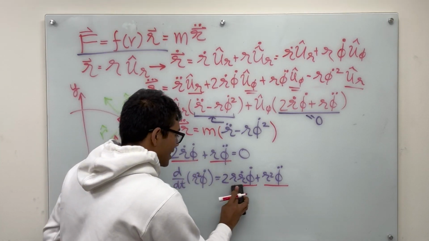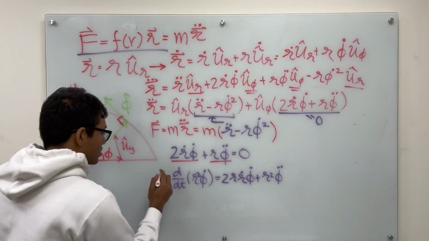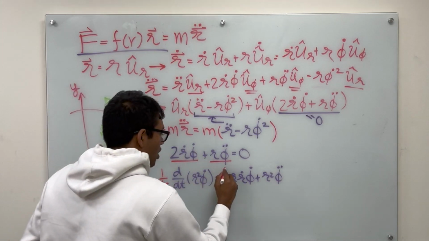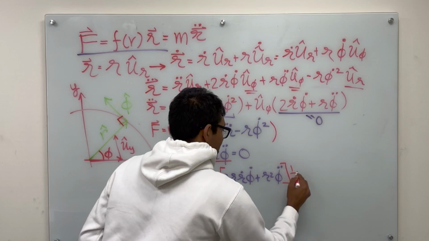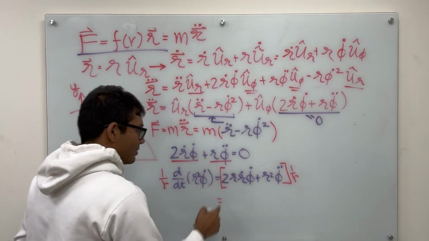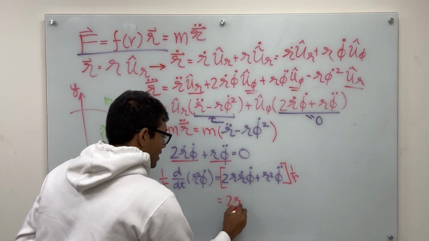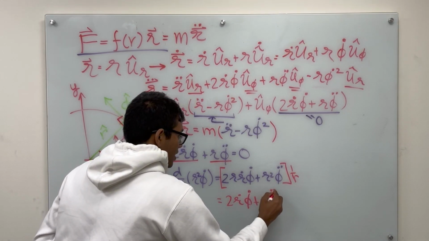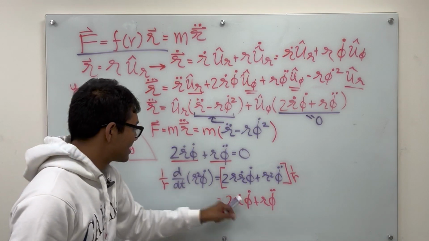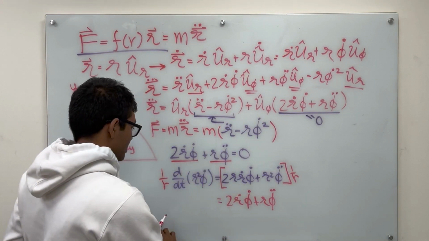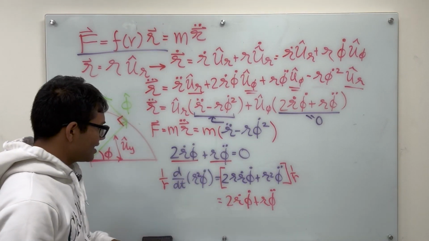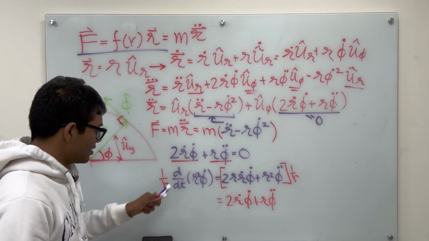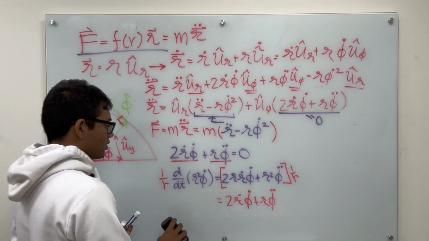So maybe I can modify it a little bit by multiplying both sides by 1 over r. Is that going to help me in any way? Well, maybe, because if I divide out by r, then I get 2r dot phi dot plus r phi double dot. And that is exactly what I wanted to reproduce. Now, wait a second, this actually looks pretty familiar. Okay, well, let's take a deeper look at this.